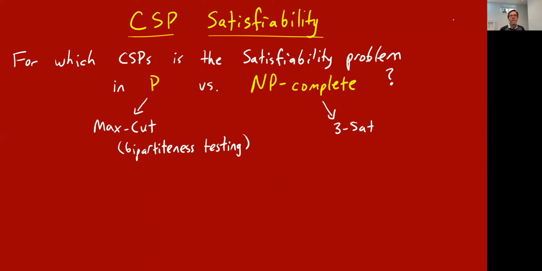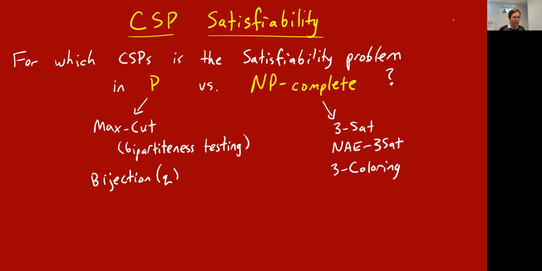On the other hand, 3-SAT is the most famous NP complete problem. I give you a 3 CNF, I ask if it's satisfiable or not, that's NP complete. This not-all-equal 3-SAT problem is also NP complete. The 3 coloring problem is NP complete. So sometimes CSP satisfiability is NP complete, but sometimes it's in P.